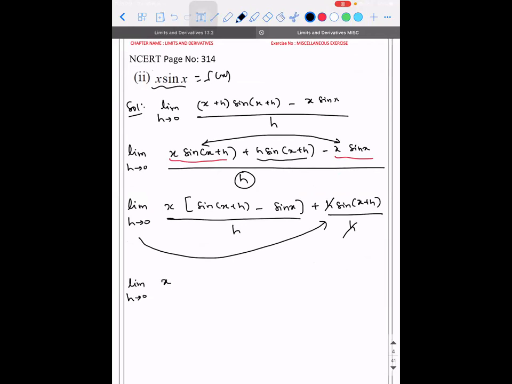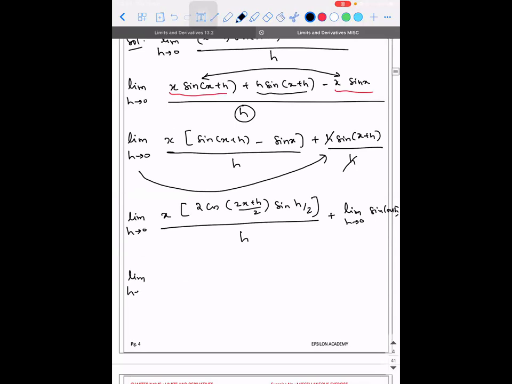Yes. So limit h tends to 0, x into sine of (x plus h) minus sine x is what? It is 2 cos of (2x plus h) by 2 into sine of h by 2. Okay. So limit h tends to 0, x into, see what I'm going to do, I'll combine the sine h by 2 with this h. Into what I'm left with: x into cos of (2x plus h) divided by 2. Plus limit h tends to 0, sine of (x plus h).